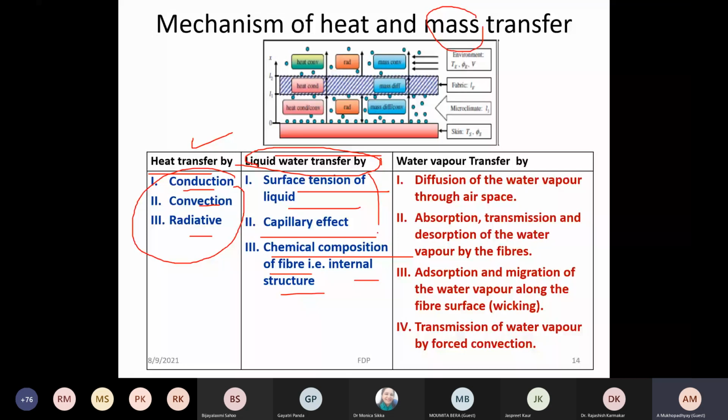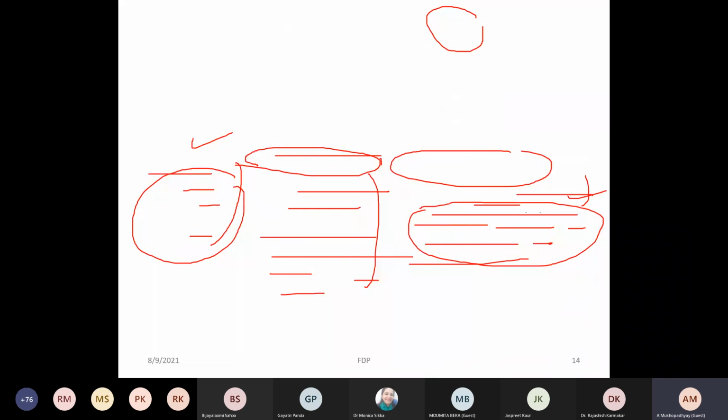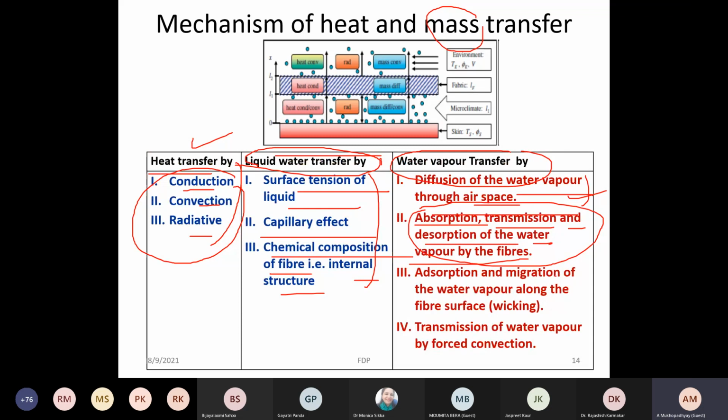Water vapor is transferred by diffusion of the water vapor through airspace. To the maximum extent, the vapor is transferred through the airspace only. And then there is the absorption, transmission, and desorption of water vapor by the fiber. So here the fiber itself is taking part. That's what I told you, that this process is slow. Through fiber it can also migrate, but this is a slow process. So this one is basically predominant in the case of water vapor transfer to the textile material.